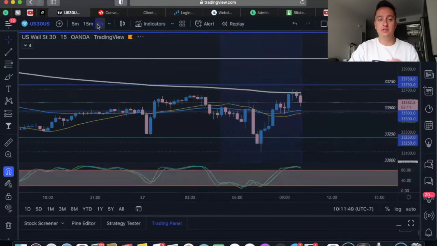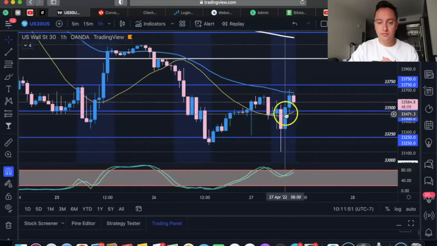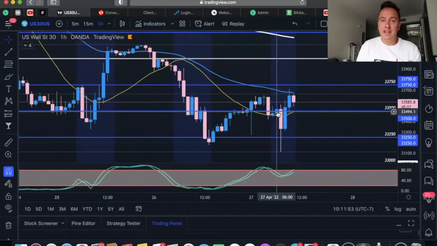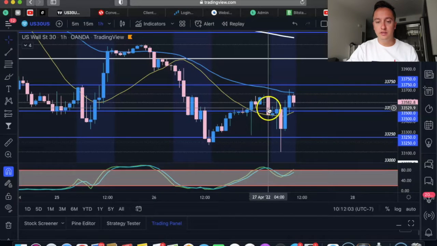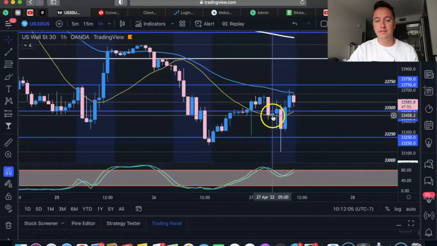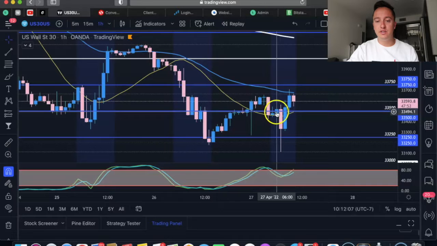Or what I like to do is go to the 1 hour time frame, and I can usually look at the candle that closed from 5 a.m. to 6 a.m. and see how that candle closed. If it's a reversal candle, a bearish candle, whatever it may be. So this was the 4 to 5 a.m., then we had the 5 to 6 a.m., and then the 7 to 8 a.m.